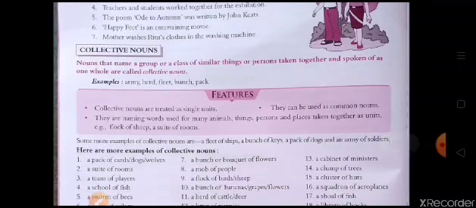Nouns that name a group or a class of similar things or persons taken together and spoken of as one whole are called collective nouns. For example, army, herd, fleet. It is written in your book. The features of collective nouns are: collective nouns are treated as single units. They are naming words used for many animals, things, persons, and places taken together as units, like a flock of sheep, a suit of rooms. They can be used as common nouns.